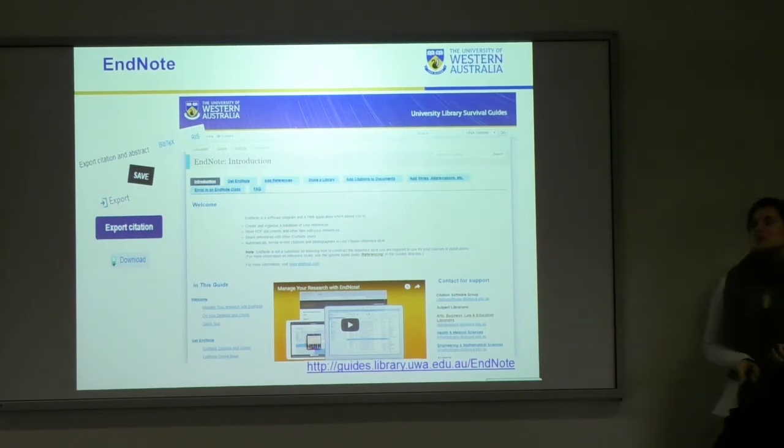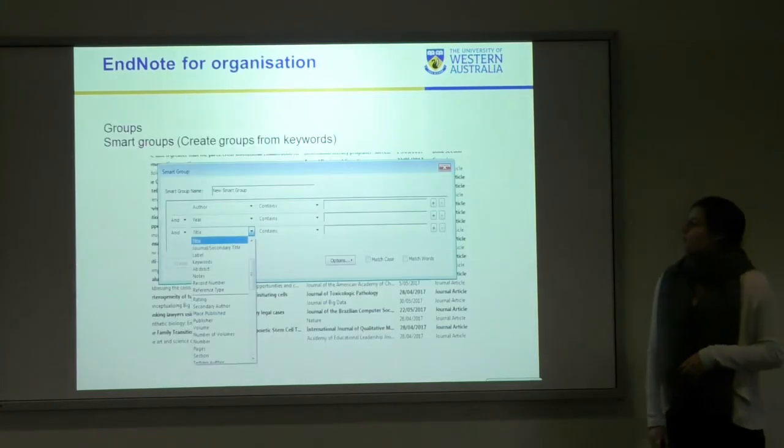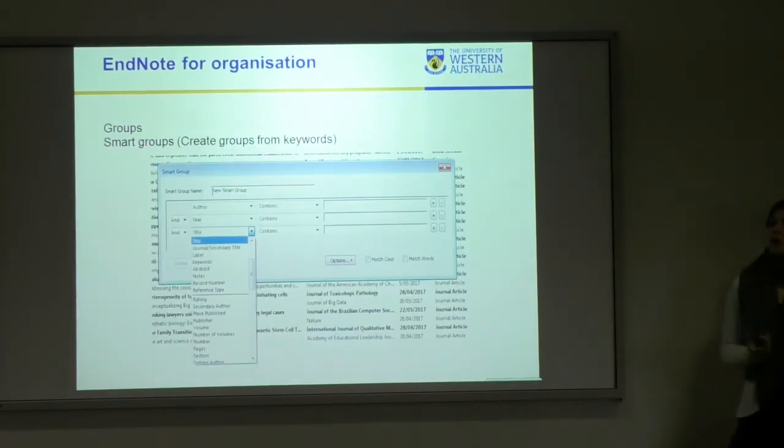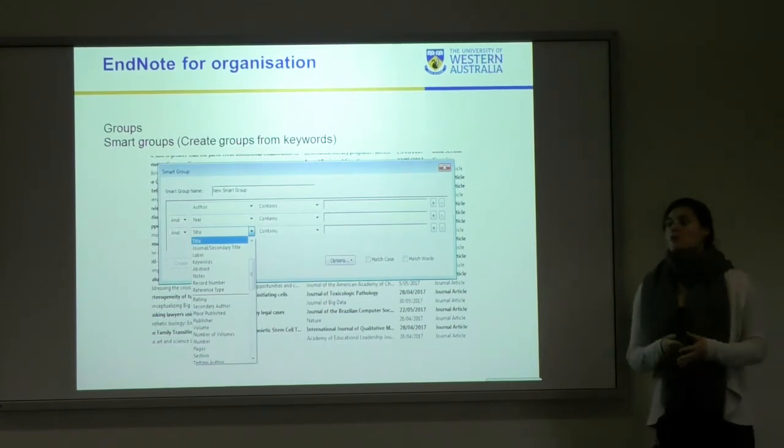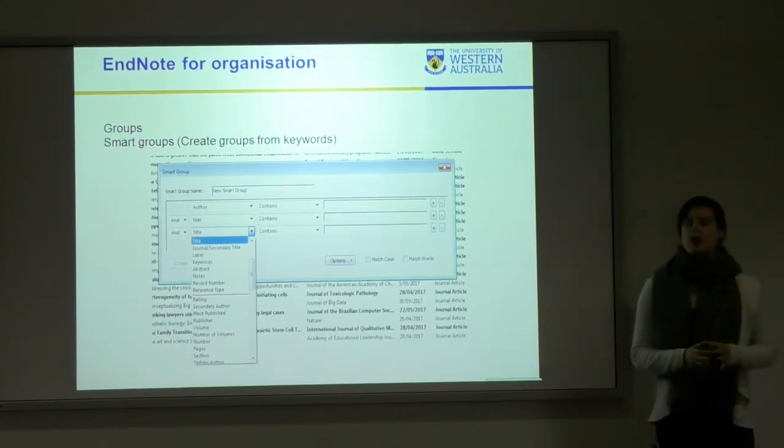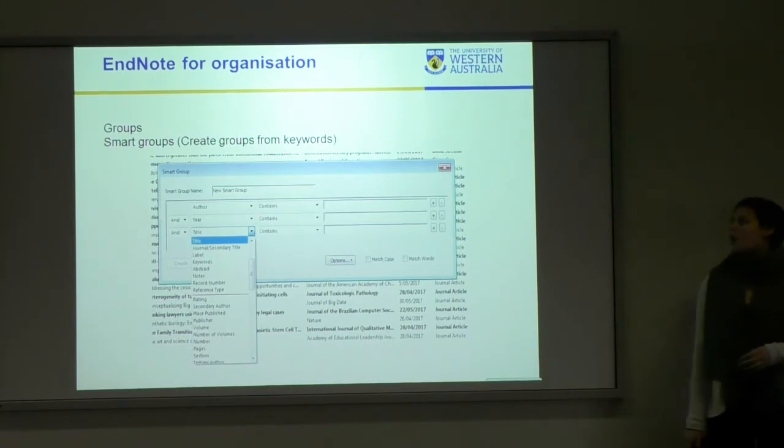So please do come along to an EndNote class. It will save you a lot of time, make your life a lot easier. You can organize all your references into groups in EndNote as well. You can even create smart groups from the keywords of your references, make EndNote organize the references for you based on the keywords in the references, which again makes your life an awful lot easier when you're trying to look back through and find your references.